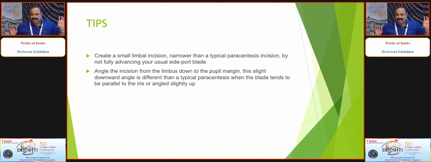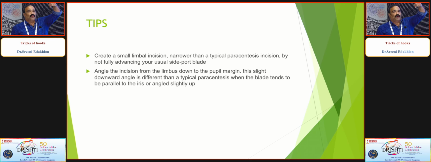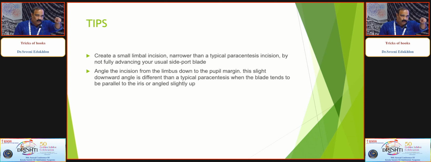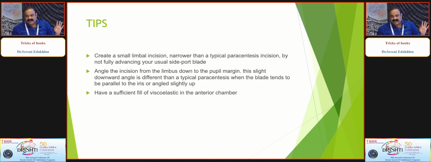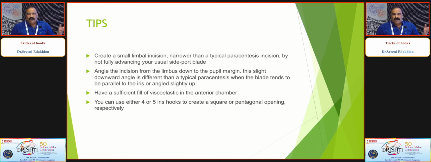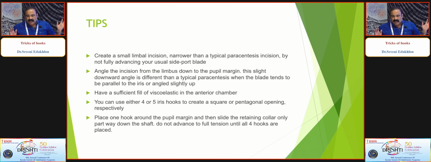Then, see, I said about the angle. See, the angle, if it is like this, it's going to cause tenting. So direct it towards the pupillary margin, then you'll have the slanting one, and the tendency for tenting is not that much. Whatever maneuver is there, you should have enough space in the anterior limbus. So use viscoelastic liberally. 4 or 5 hooks, don't bother about the pentagon and all.